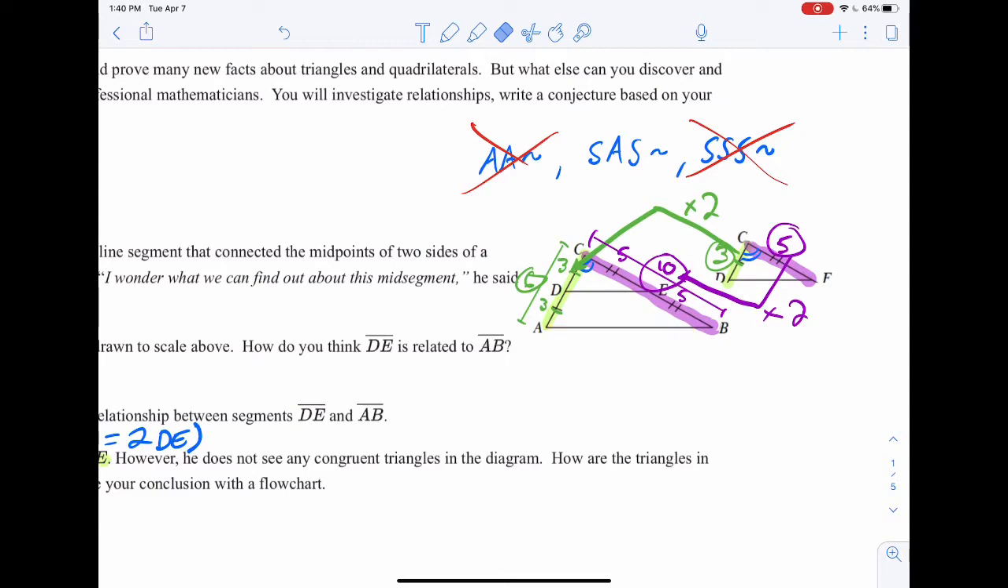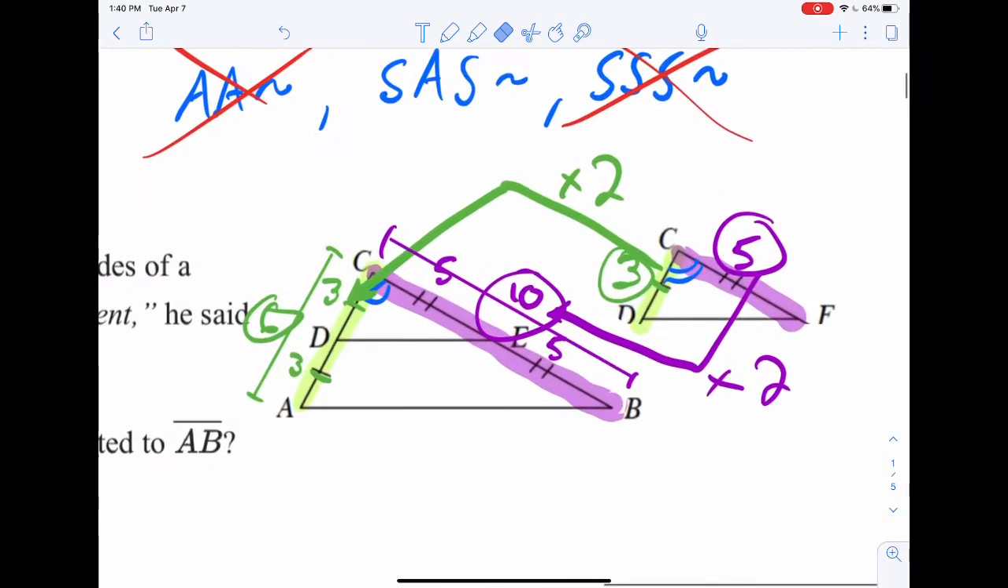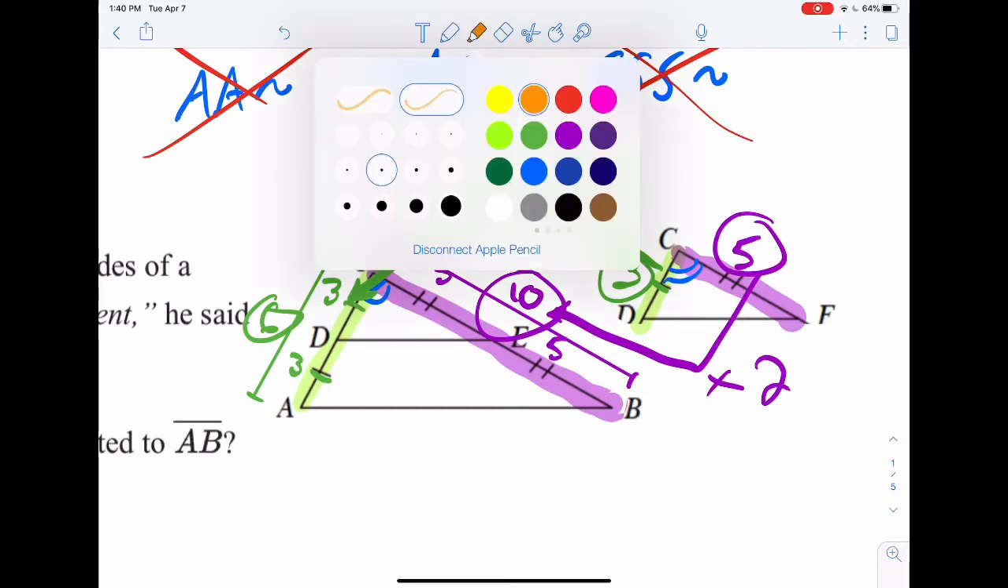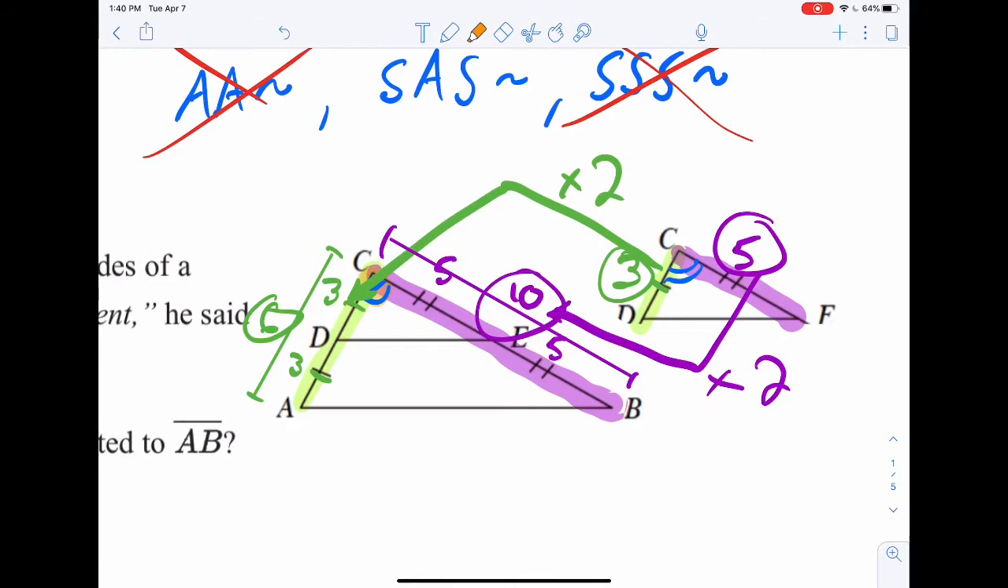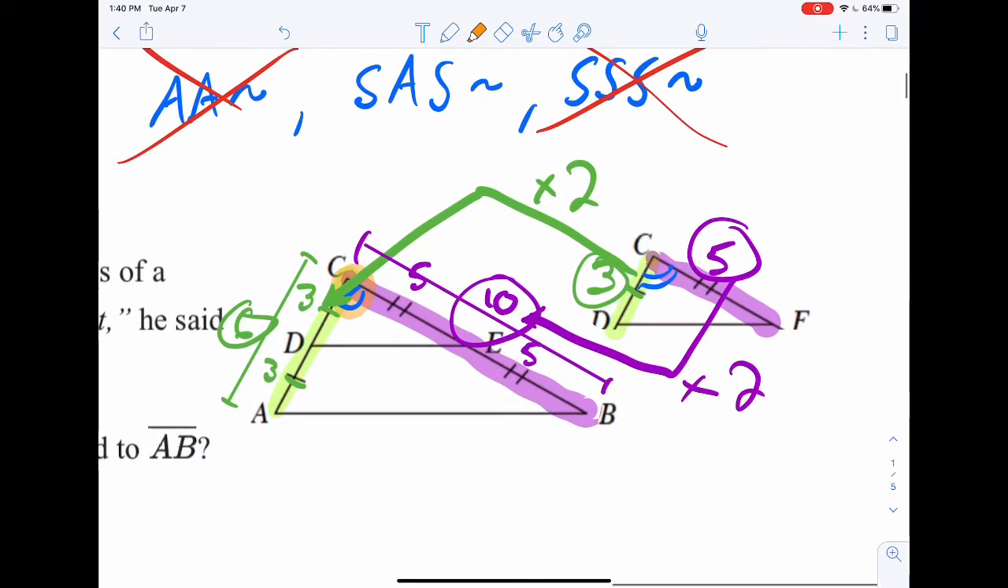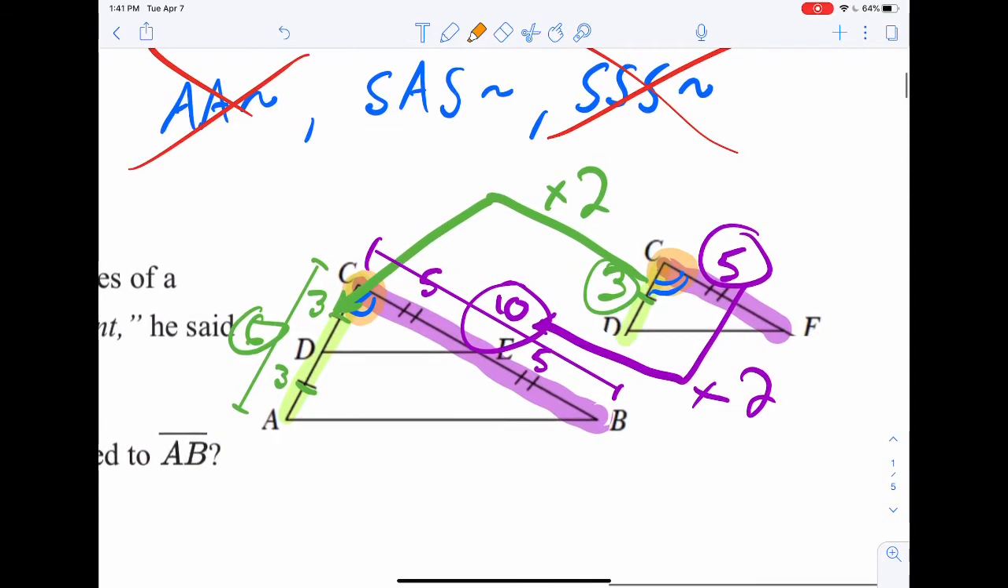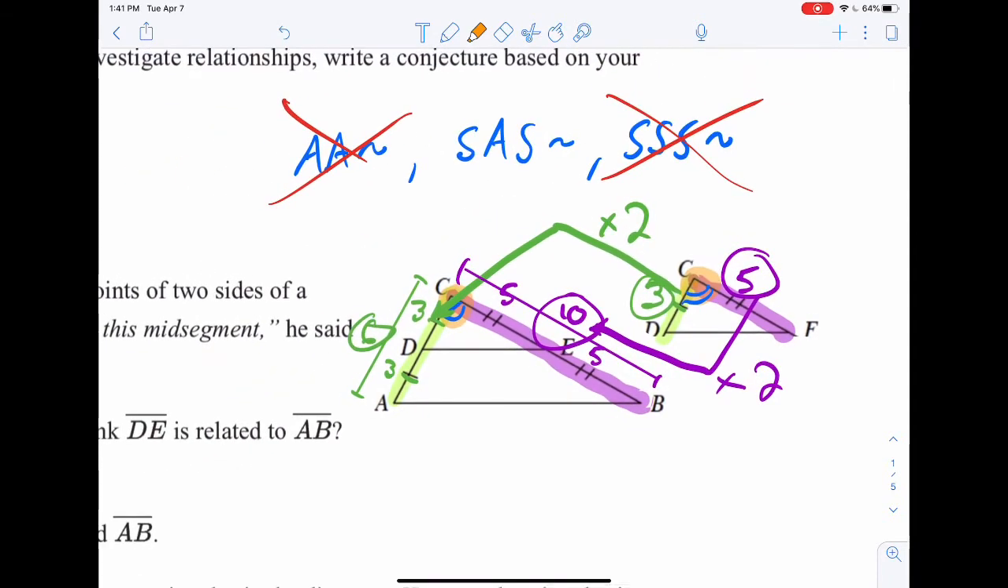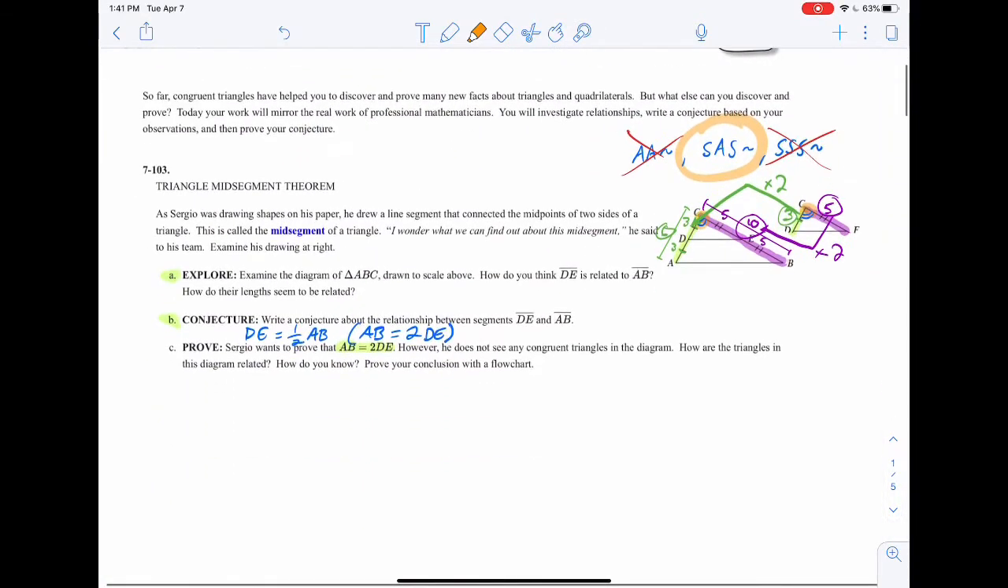But can we use side, angle, side? We have 2 common side ratios, and we know that the included angles, this angle here and this angle, which is the same angle, are congruent. And so side, angle, side similarity works. Let's write it in a flowchart.